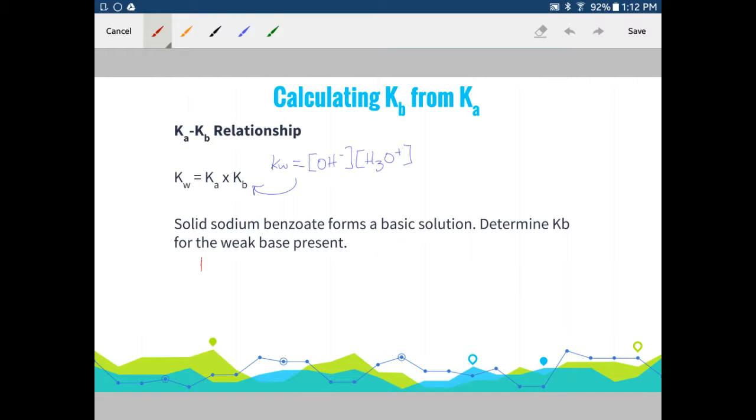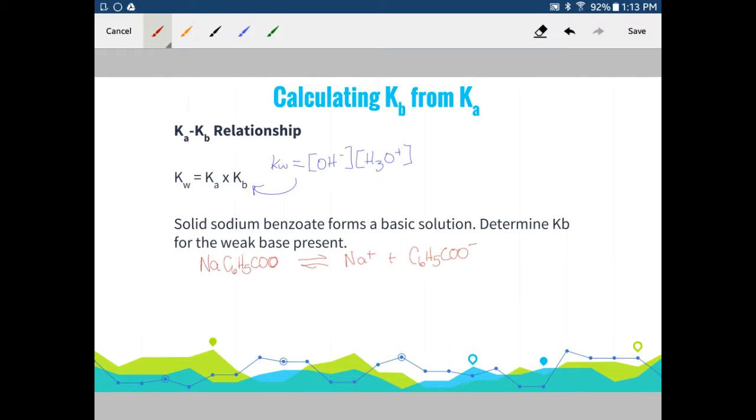So we have sodium benzoate, which is Na, and benzoate is C6H5COO. And this dissociates into sodium and benzoate. Okay. So this is what we would consider to be a complete dissociation equation.